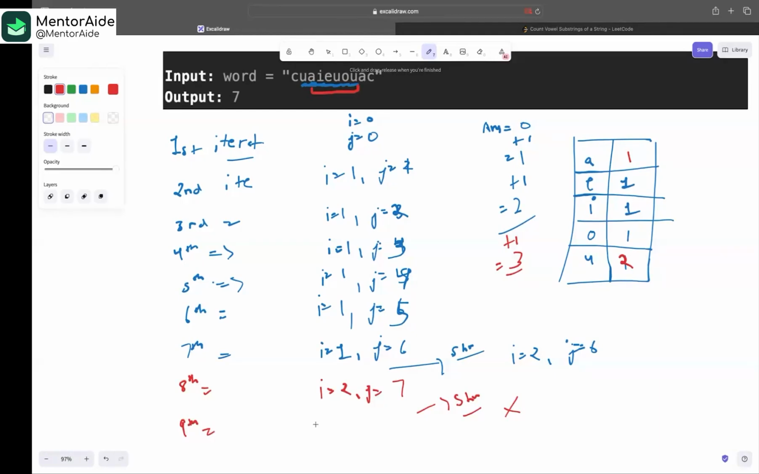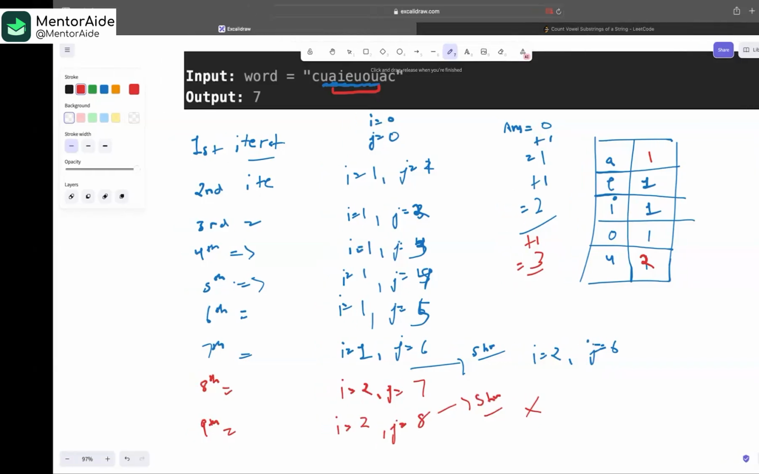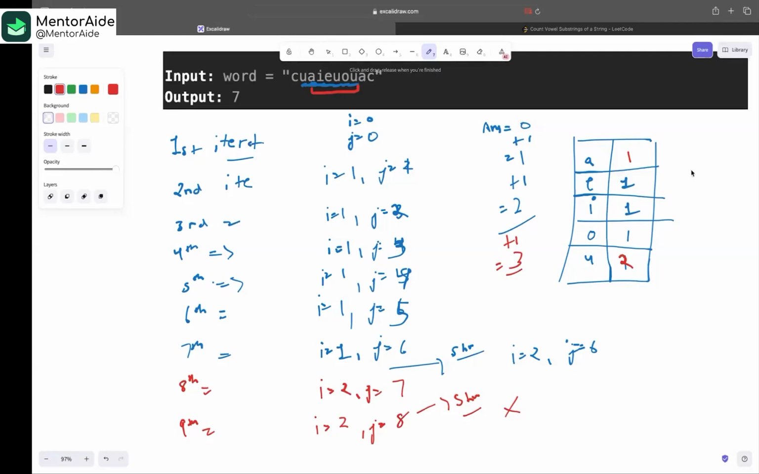Will the value of I change? No. J will become what? 8. Just give me a second, sorry. Yeah. So we were at ninth iteration. I was equivalent to 2, J was equivalent to 8.